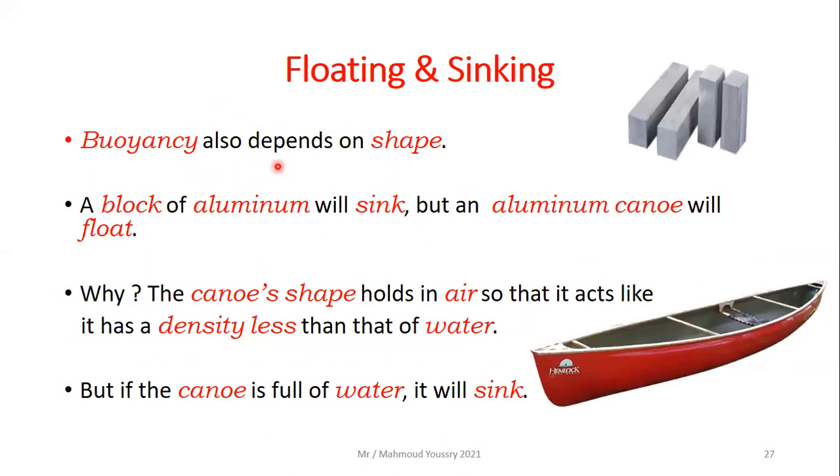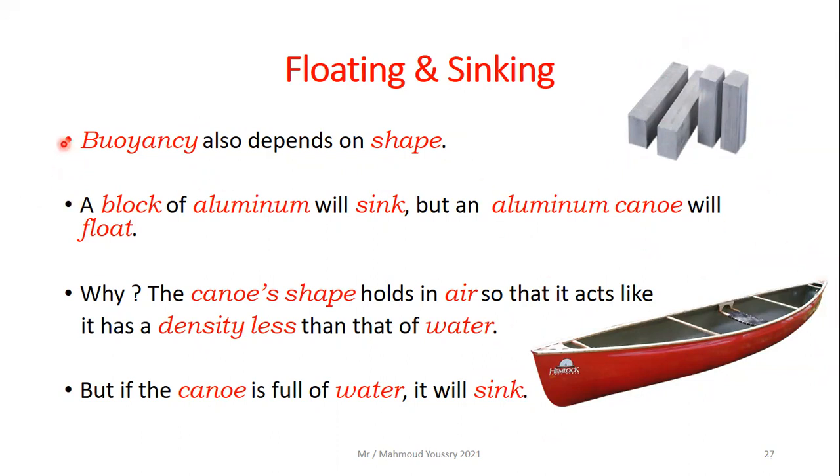Buoyancy also depends on the shape. Like what? Look at these two pictures. This is aluminum blocks, and this is an aluminum canoe. This is like a small boat. Both of them are made of the same substance, which is aluminum. But the aluminum blocks will sink once they get into the water, while the aluminum canoe will float.